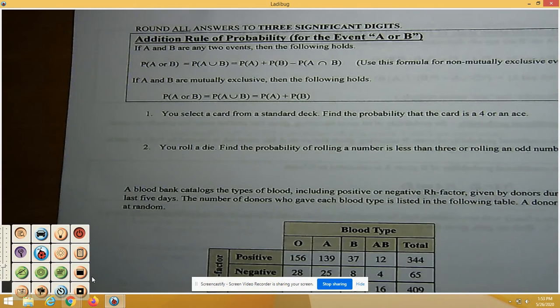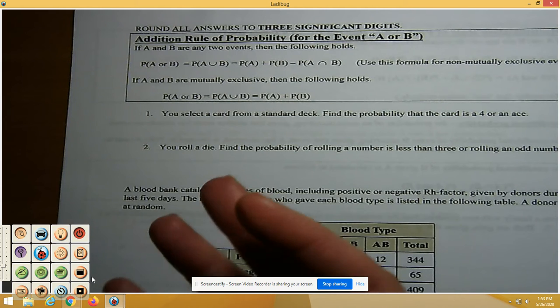If A and B are mutually exclusive, then the following holds. The probability of A or B, again the union, is the probability of A plus the probability of B. And since there isn't an overlap, you don't need to take that out because you're not double counting it.